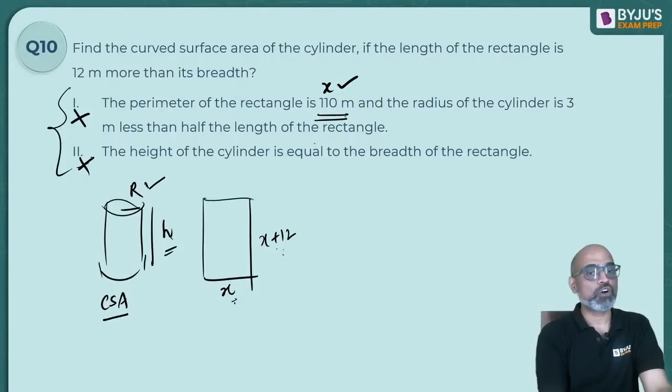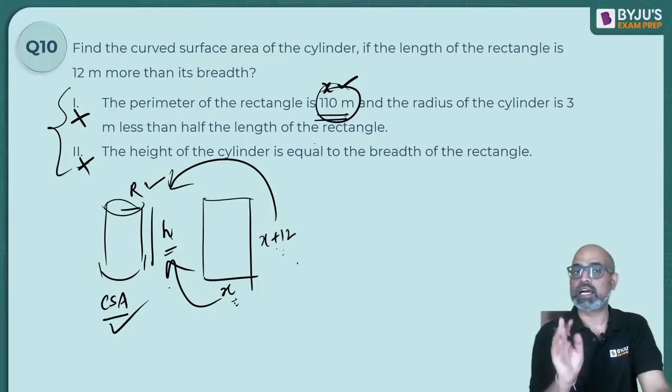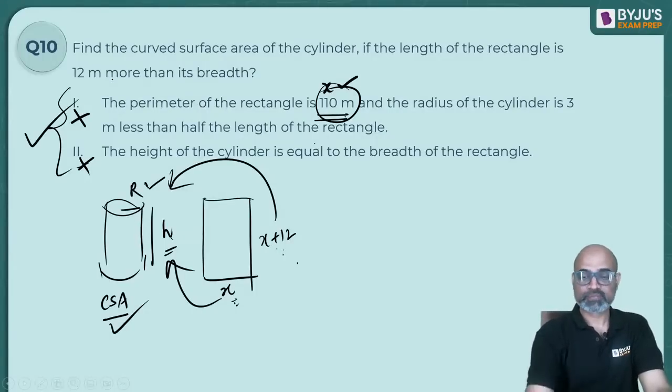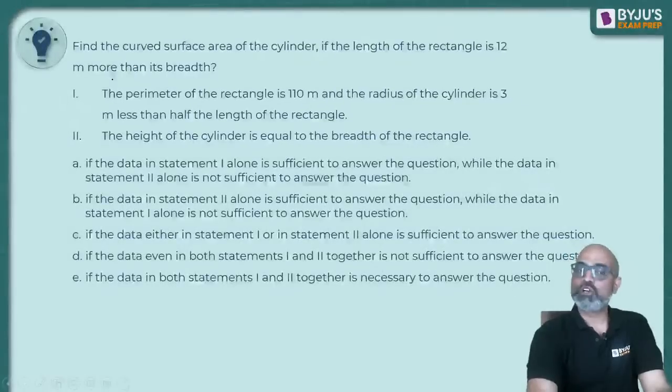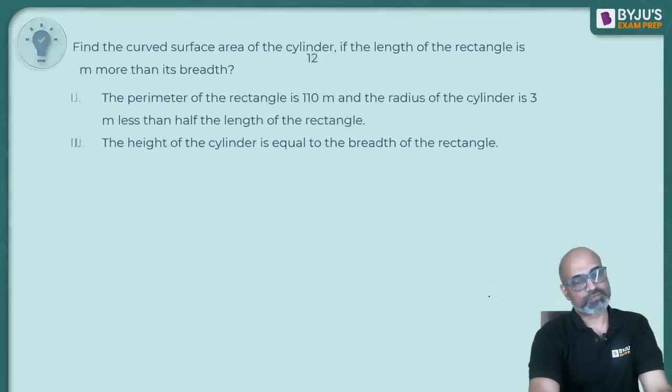We will have to go ahead and combine. If we combine, from this 110 meters, if I get x, I will get the value of h as well as r, and I will be able to calculate the curved surface area for sure. So both are related, right? So it's going to be E. Both the statements are necessary in order to answer the question. Okay?